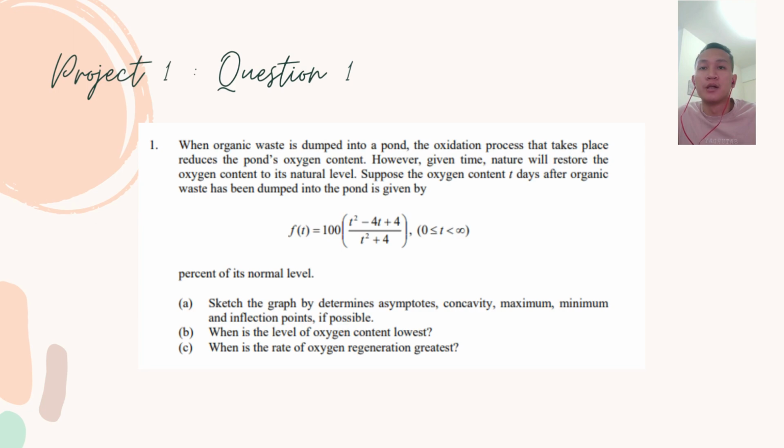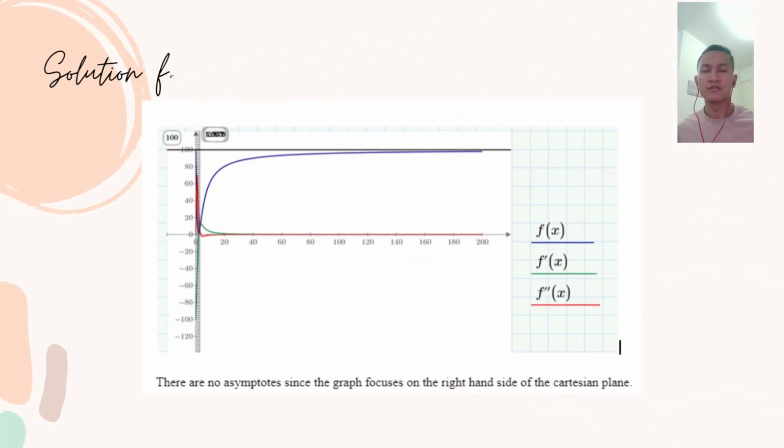So there are several questions, which are A, B, C. A, to determine the asymptotes, concavity, maximum, minimum, and the inflection points. B, the oxygen content when it's lowest. C, the rate of oxygen regenerated at its greatest. And this is the whole graph for the three equations: the original function, and the first and second derivatives. You see in here.